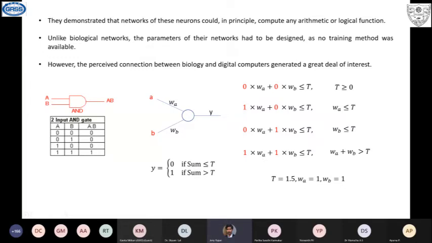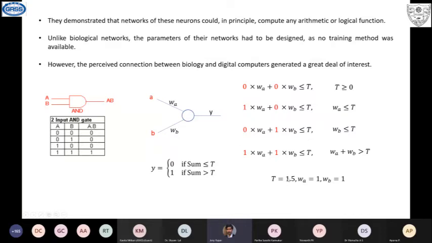Now we have a system of equations here, and we have to come up with the appropriate values of WA, WB, and T to satisfy these equations, right? Of course, there exist many solutions. Here I substituted the values of WA and WB as 1 and T as 1.5. These values satisfy the equations, and you can see that when WA is equal to 1, WB is equal to 1, and T is equal to 1.5, this neuron will act like an AND gate.